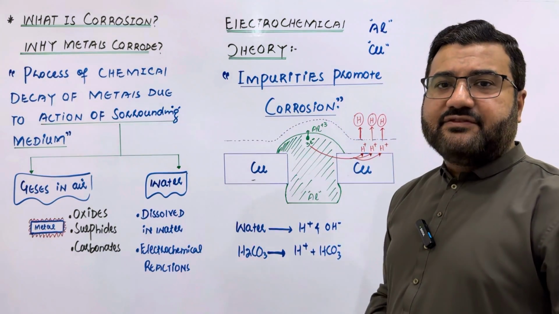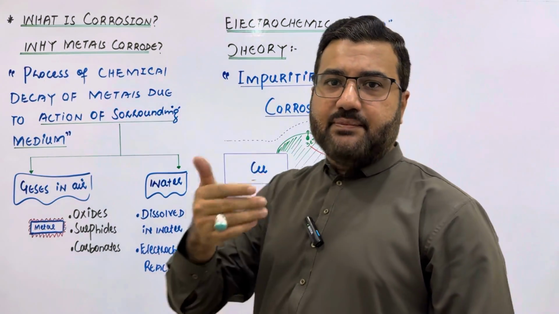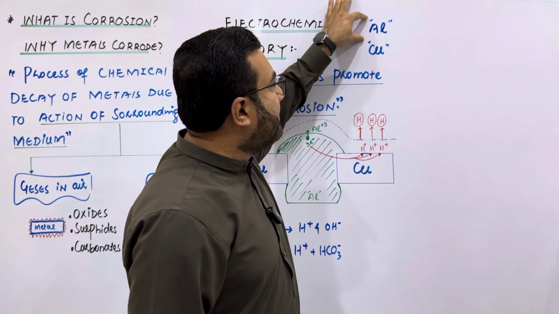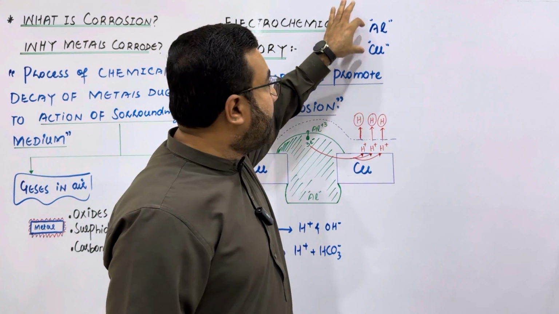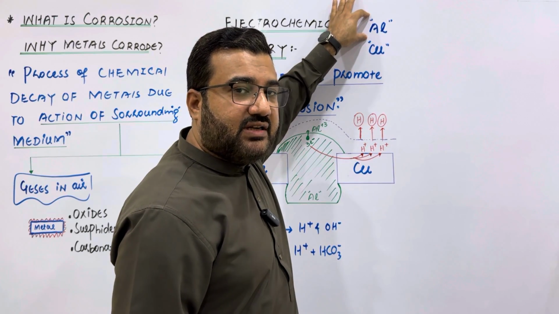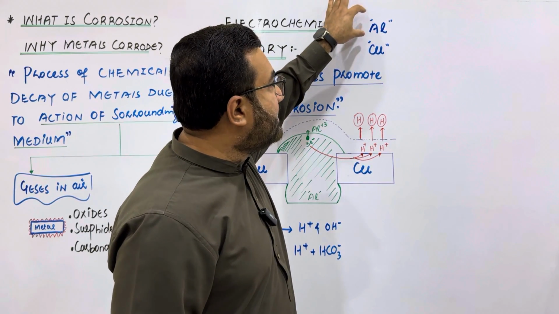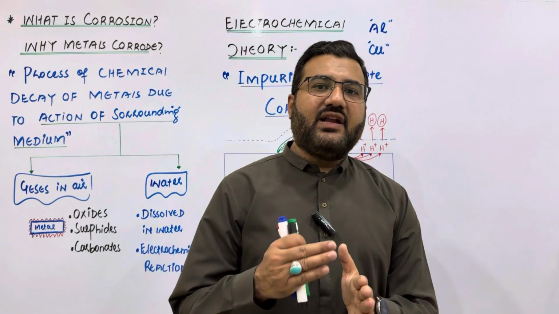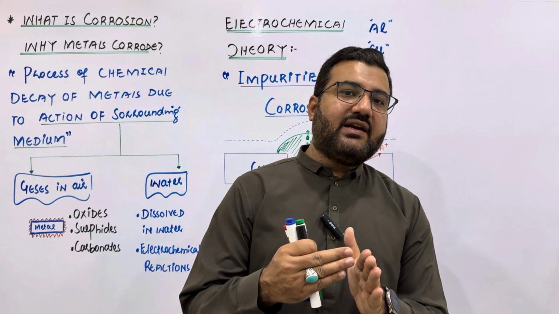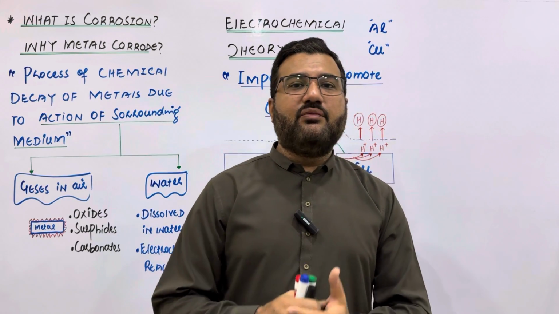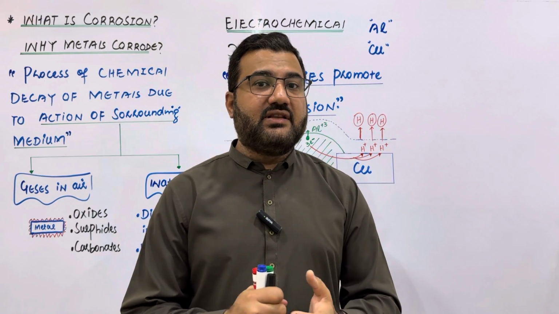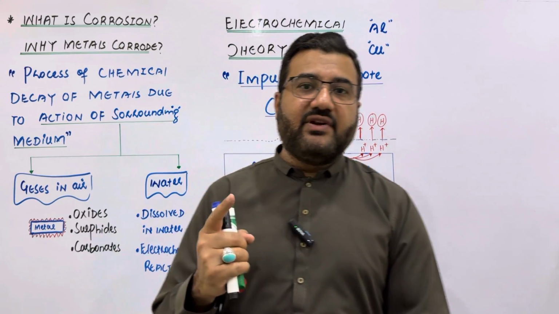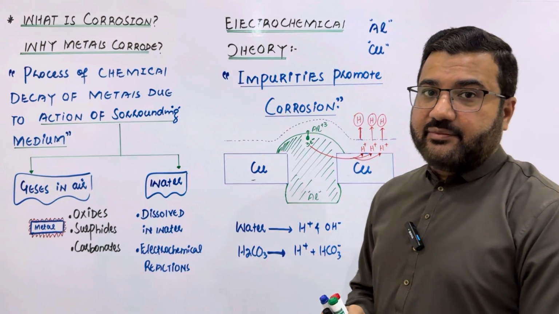It means aluminium, having a relatively high position in the electrochemical series, is a more reactive metal as compared to copper. It has more oxidation potential and low reduction potential as compared to copper. So when aluminium and copper come in contact with each other, the aluminium, being more reactive with low reduction potential and high oxidation potential, will get corroded, and copper will remain intact.